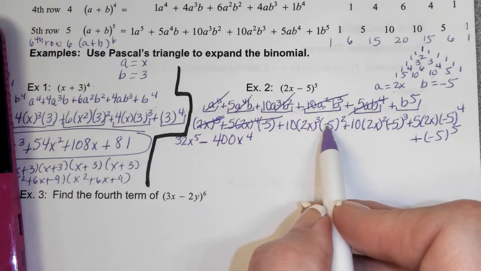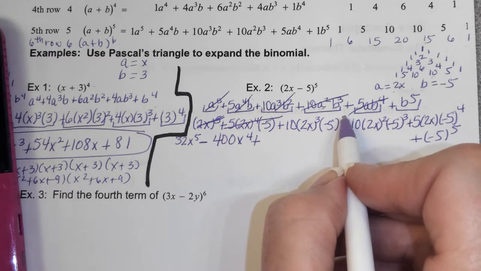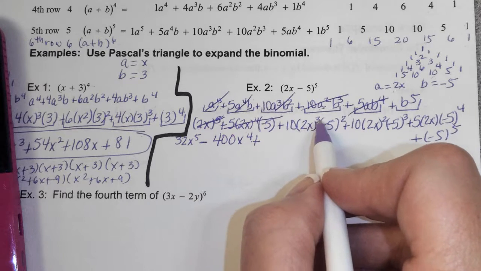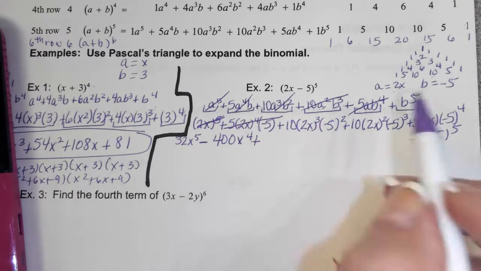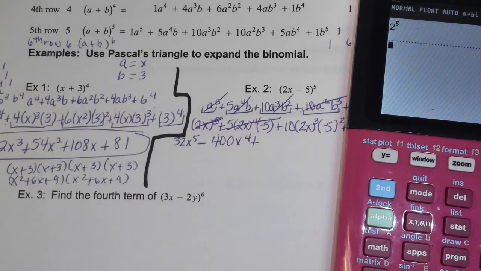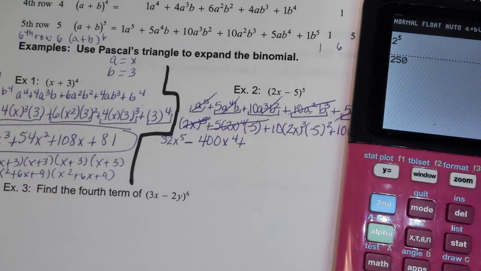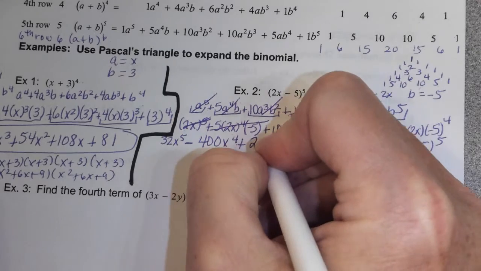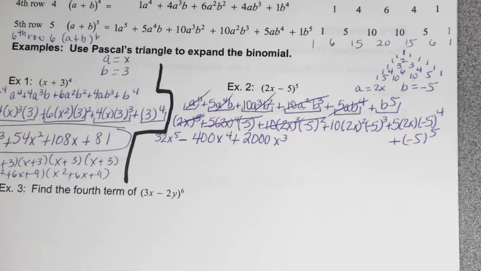Negative 5 squared. Well, that's going to be positive, so I know it's positive there. I've got negative 5 squared is 25 times 10. That's 250. 2 to the 3rd is 8. So I'm going to have 250 times 8. So what's that going to be? 2,000, I think? Just want to double check. I don't want to write this down wrong. So what did I have? I had 250 times 8. Just double checking. 2,000. And then it's x to the 3rd.